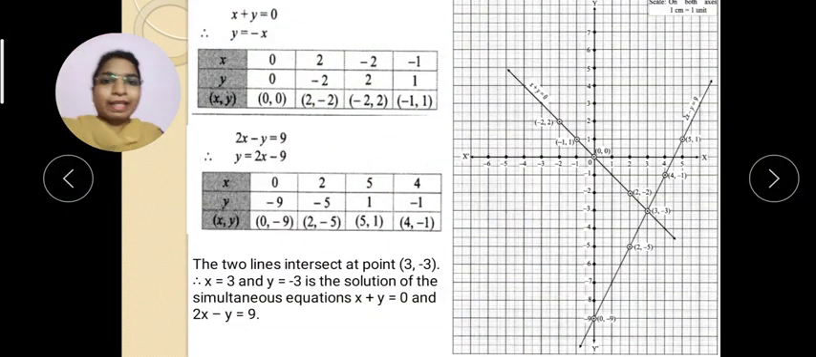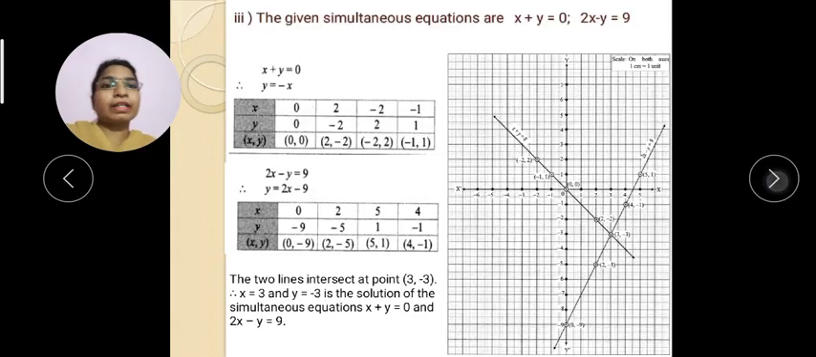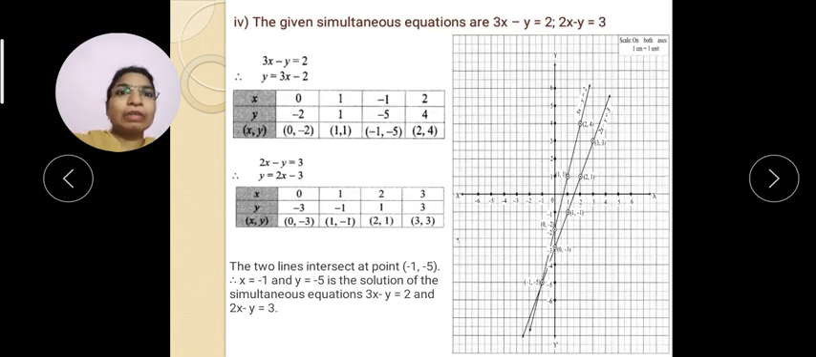In this 1.2, I explained here how to solve graphically. Find out the four pairs of coordinates, four points, and plot on the graph. Similarly for the second equation, and see what the intersection point is. The coordinate of that point is the solution of the given simultaneous equations. Now this one is the fourth. This is also the same way.